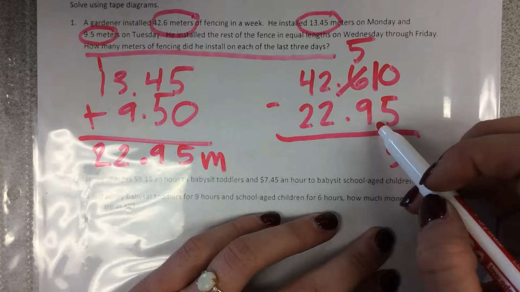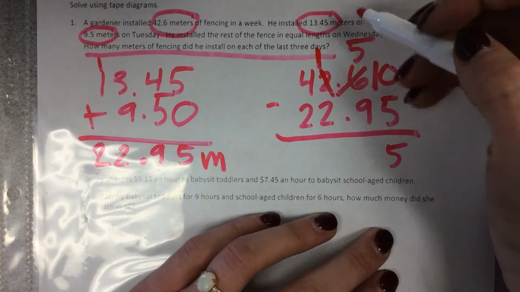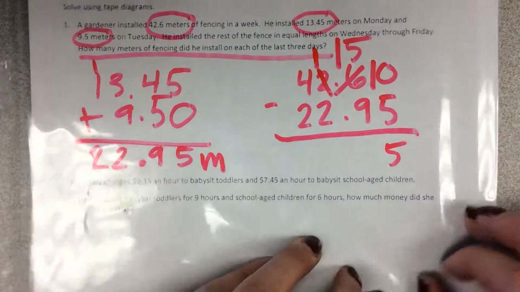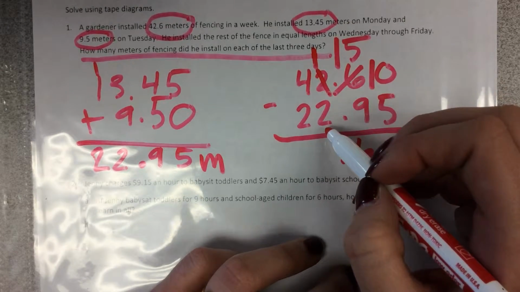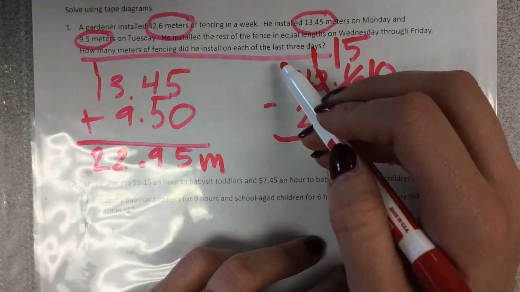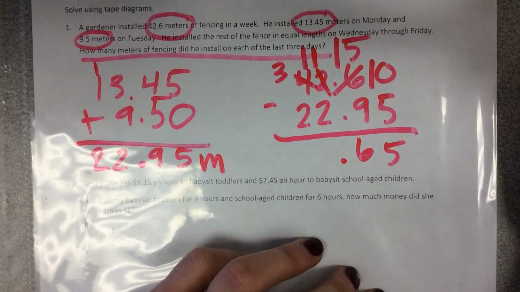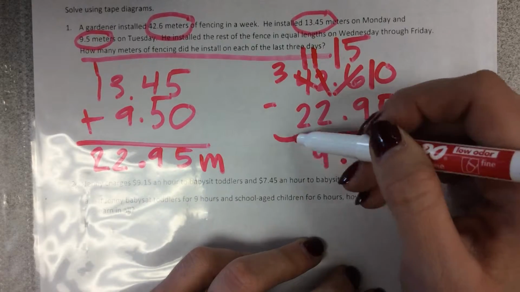5 minus 9, can't do that, so we got to repeat the process. Borrow from the 2, make it a 1. Bring over 10, so we have 15 now. 15 minus 9 is 6. Bring down your decimal. 1 minus 2, can't do it. Got to go over again. Make that a 3, bring over 10, and turn that into an 11. 11 minus 2 is 9. And 3 minus 2 is 1.